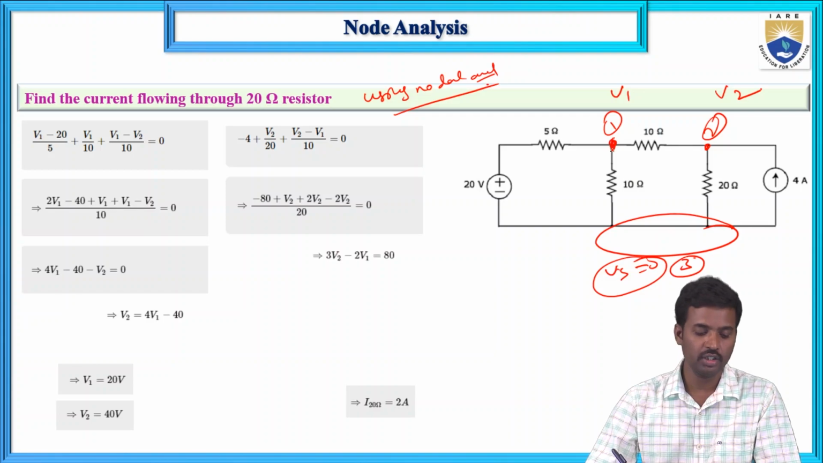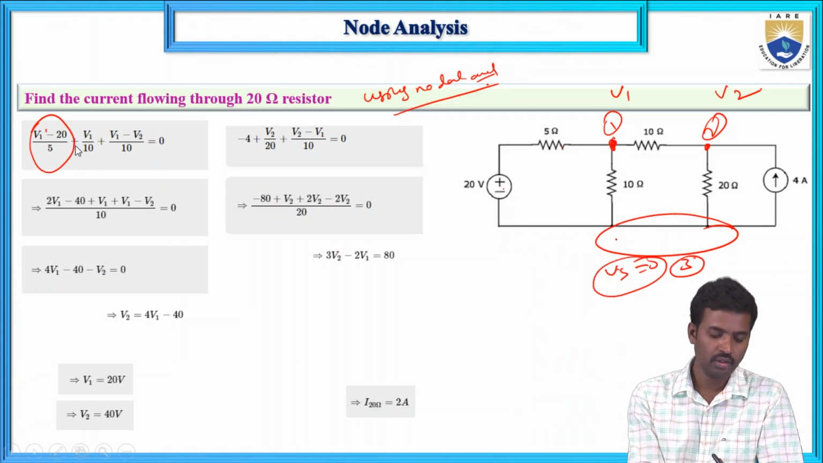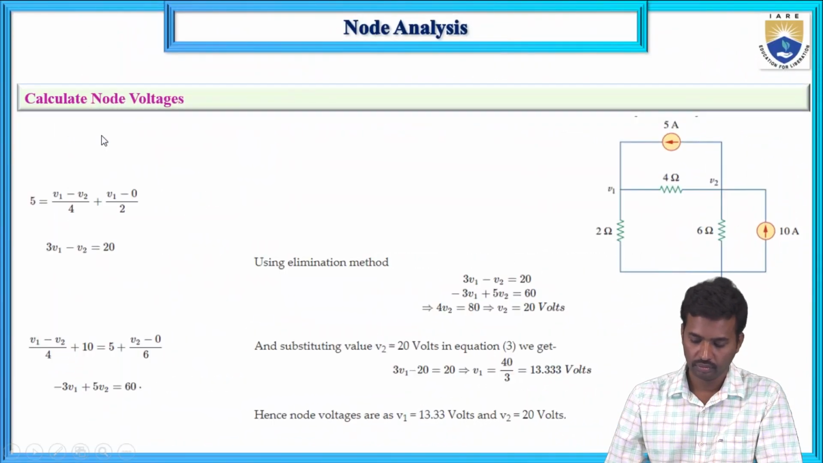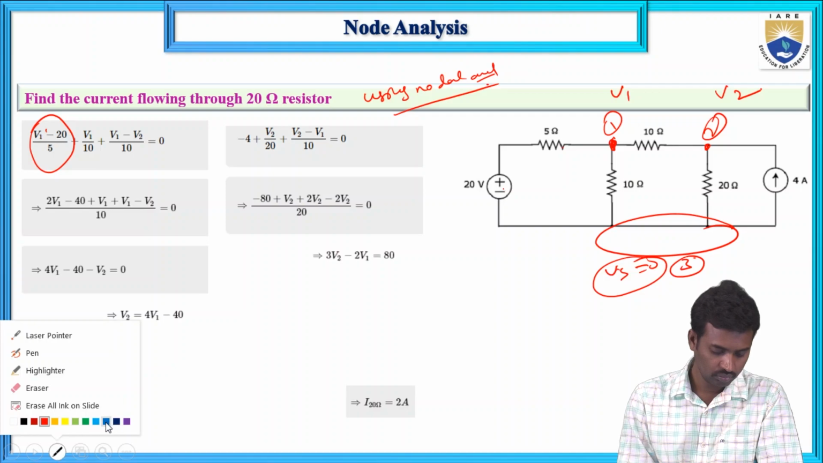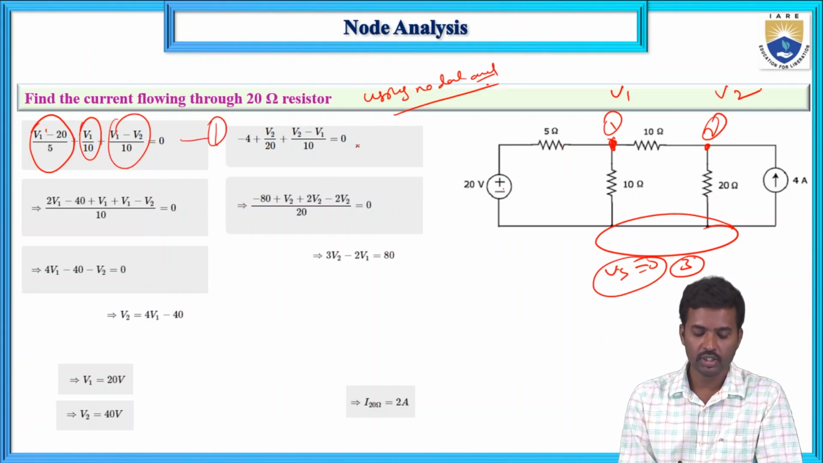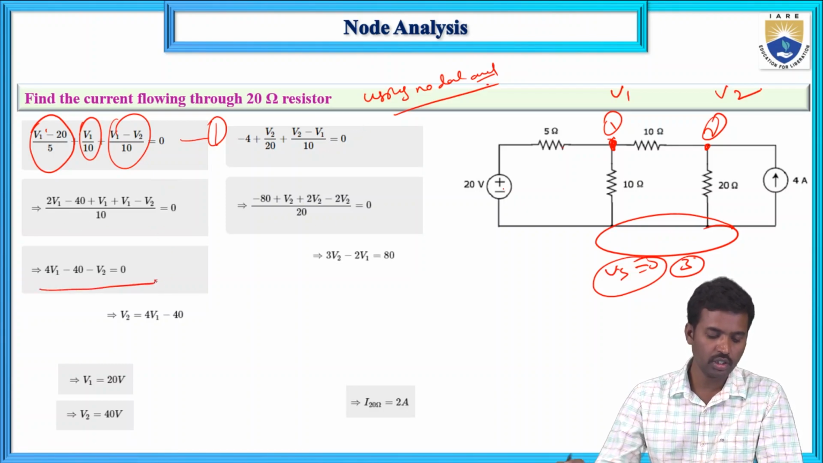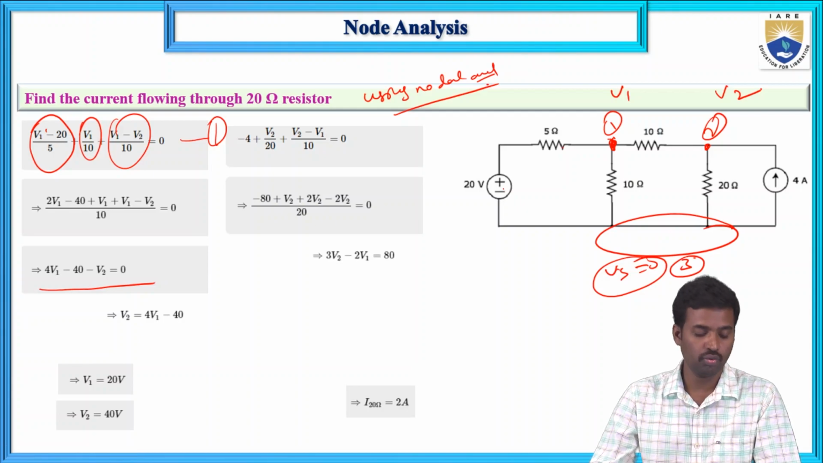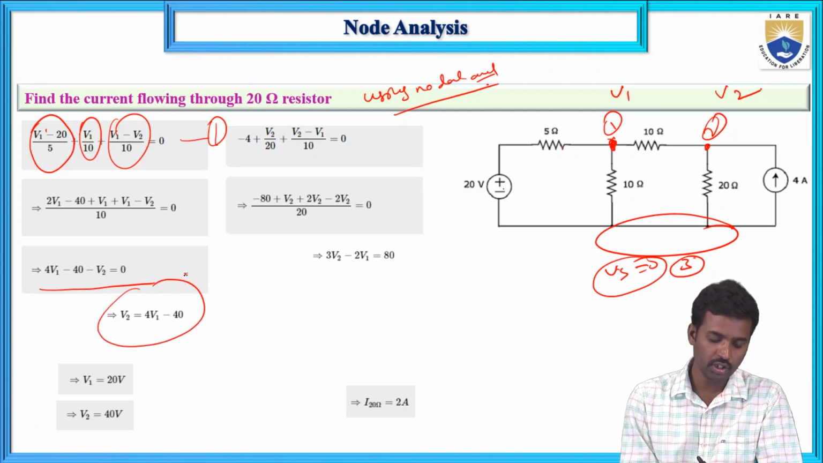If you apply KCL at this node, V1 minus 20 by 5, and V1 minus 0 by 10, and V1 minus V2 by 10, that is equation number 1. Simplifying this, we get minus V1 minus 4V1 plus 40 minus V2 equals 0. This is equation number 1.